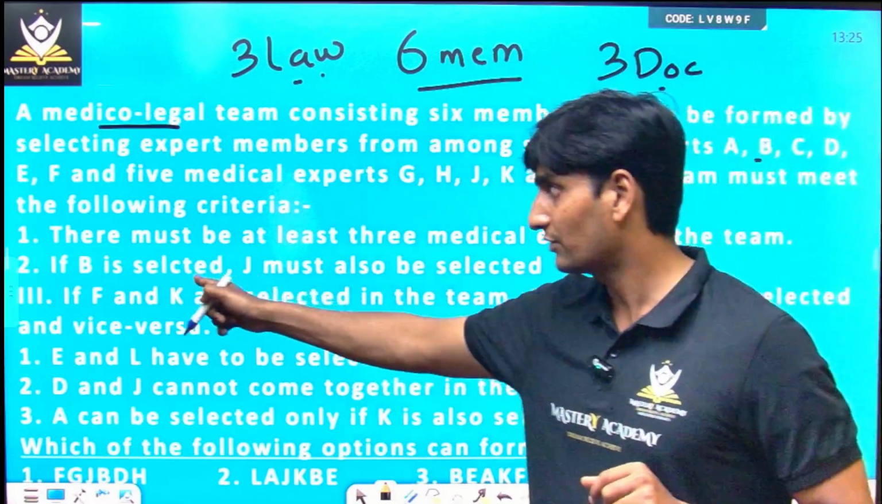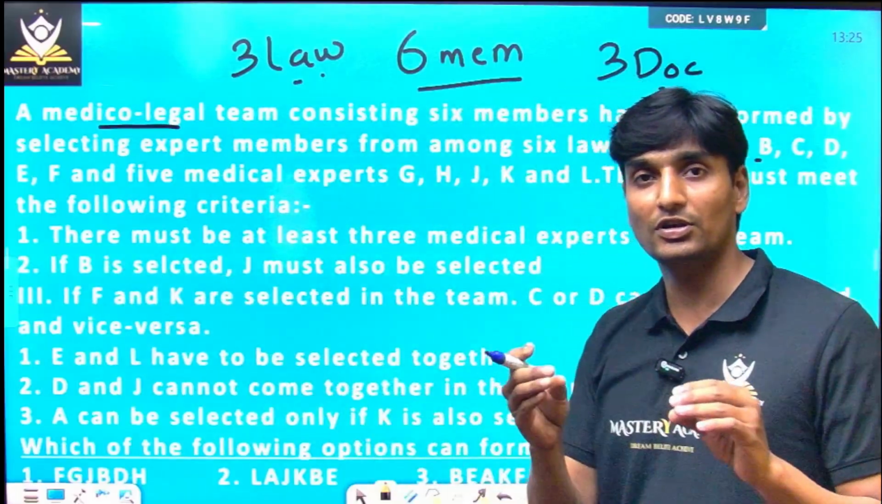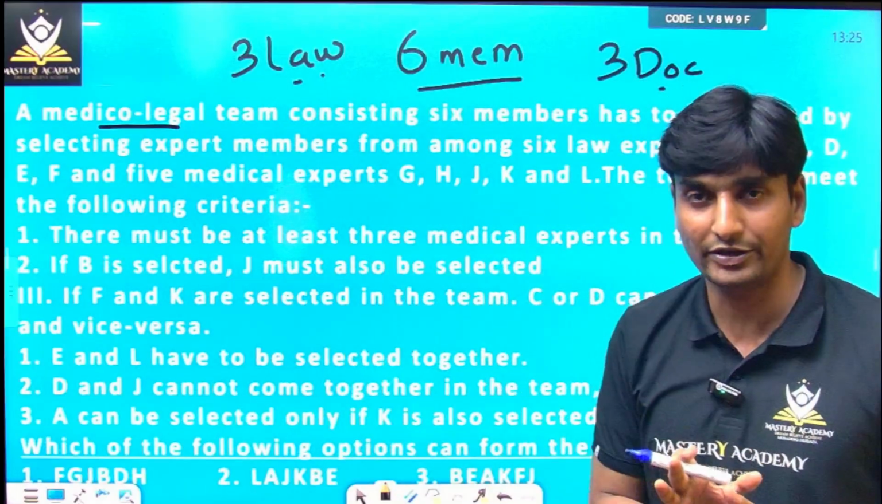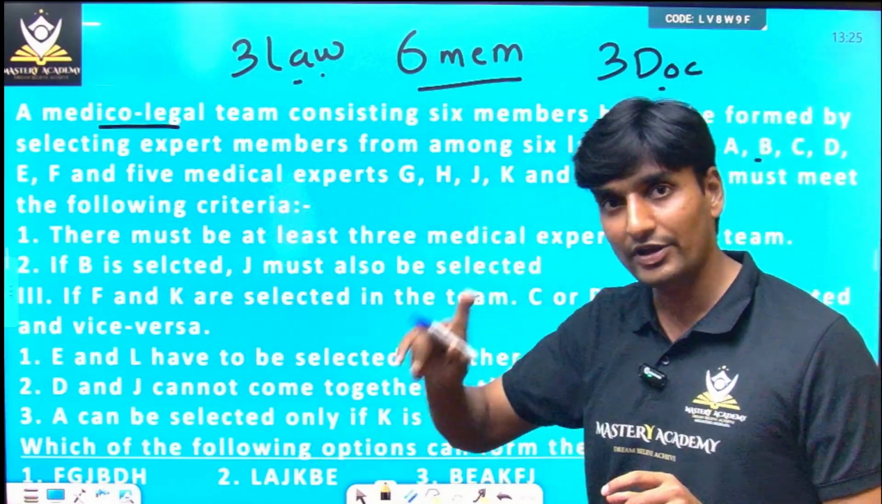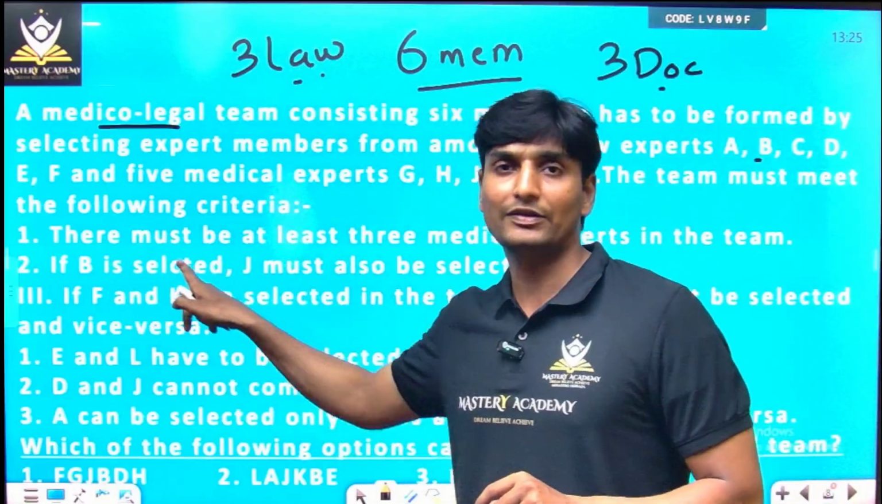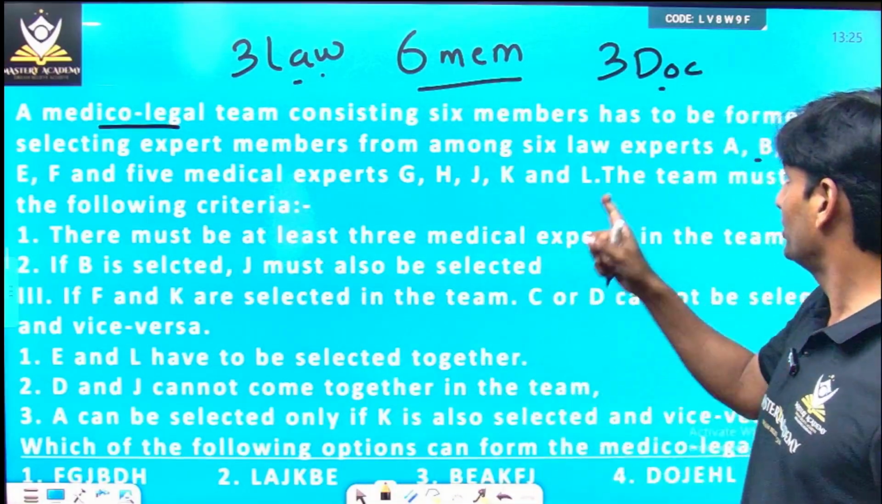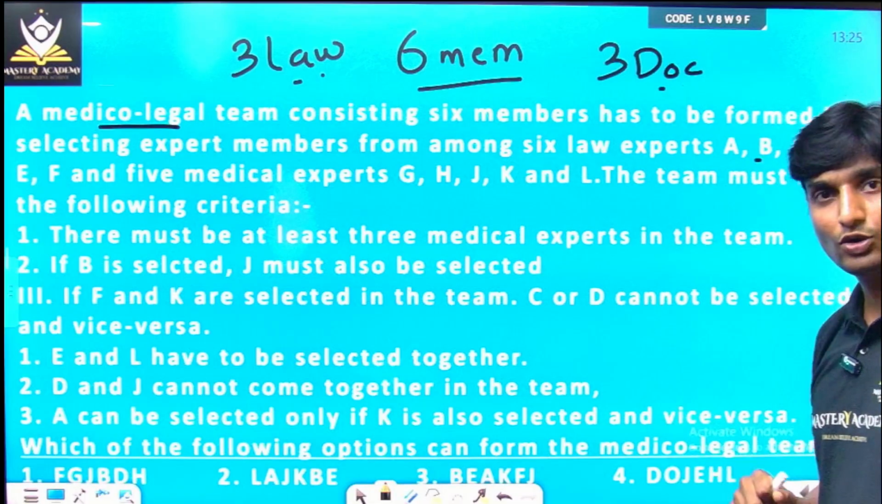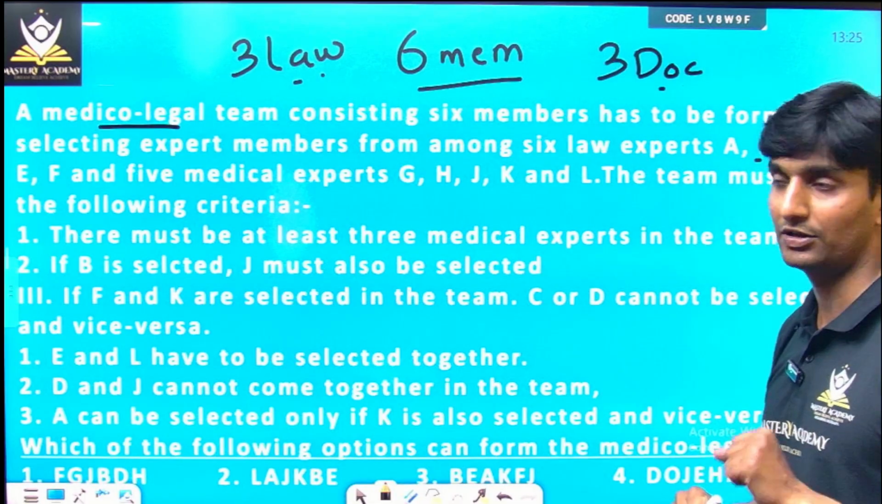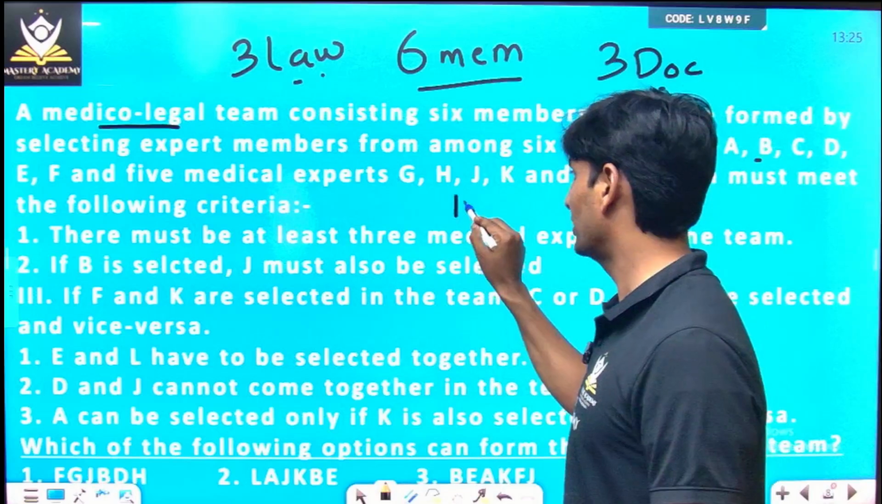Okay, there is a difference. They are not saying that B must be selected. They are saying if in case B is selected, then J must also be present. So B is a lawyer, J is a doctor. If he is selected, we'll take B and J.